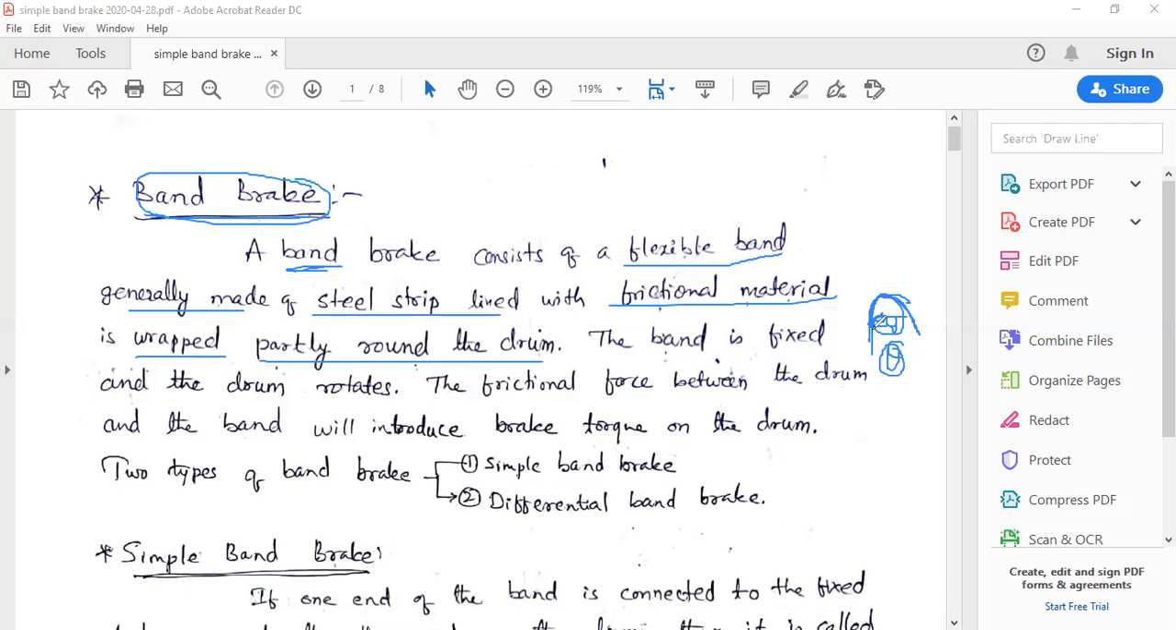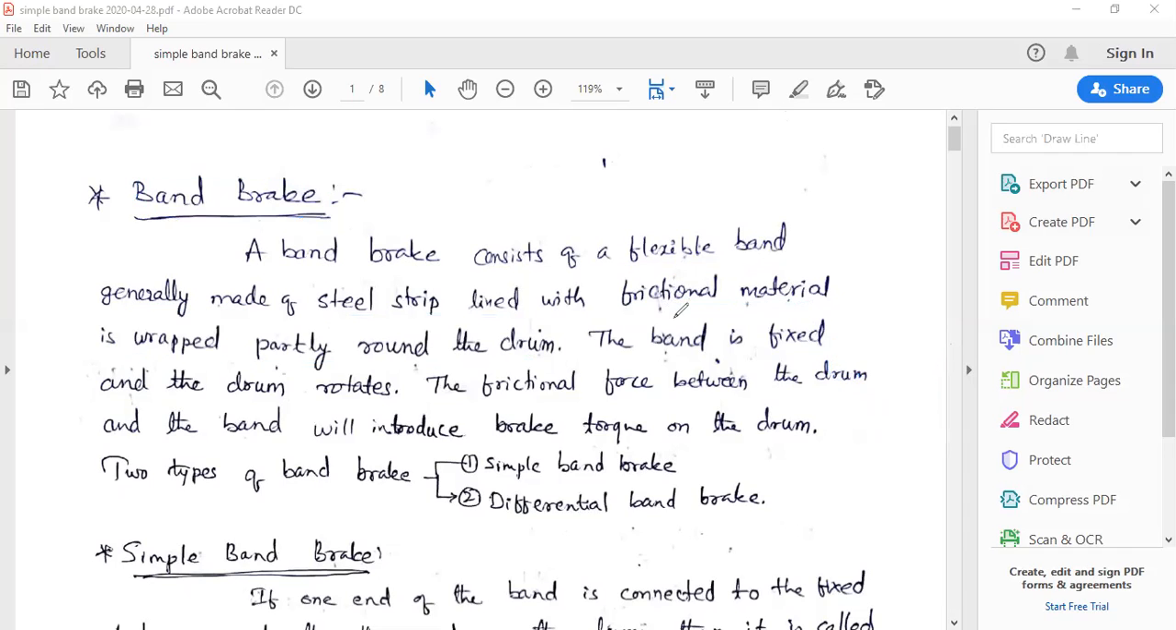Similar to the concept of belts, there are tensions which result in the belt that we have to consider. That may be the tight side tension T1, or here, as per our data handbook, that is regarded as F1, and T2 is the slack side tension, which is regarded as F2 as per the data handbook notation. These fundamental concepts of belt drives are also to be taken here, related to the forces exerted in the band, as the band is partially wound on the drum. As this band is tightened, the frictional force is exerted between the drum and the band, and that introduces the brake on the wheel, or the brake torque on the drum.